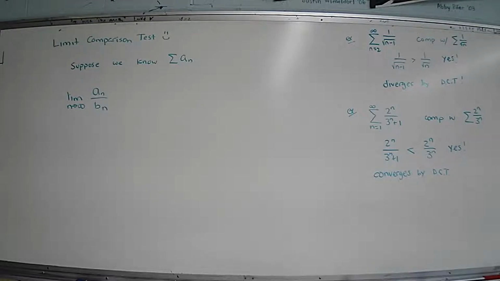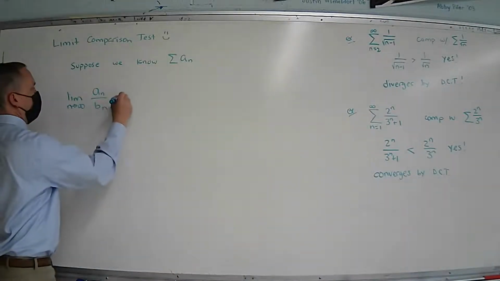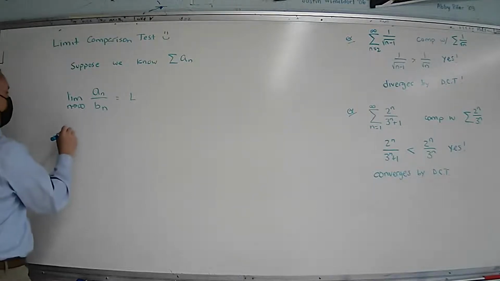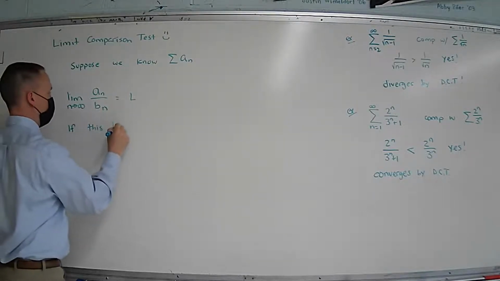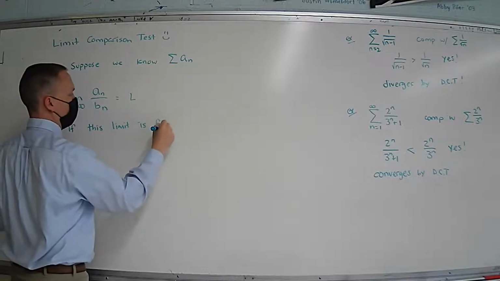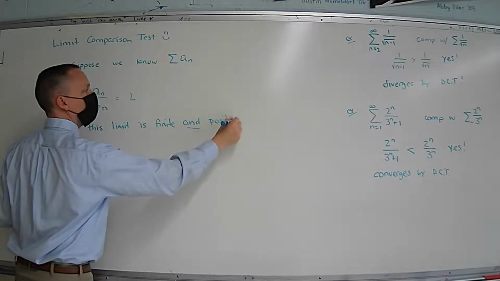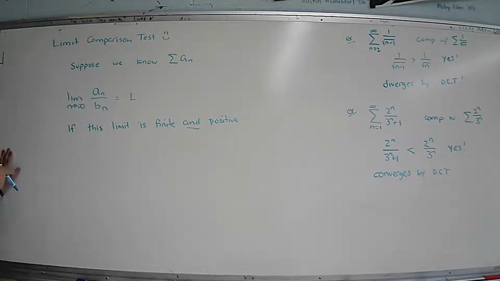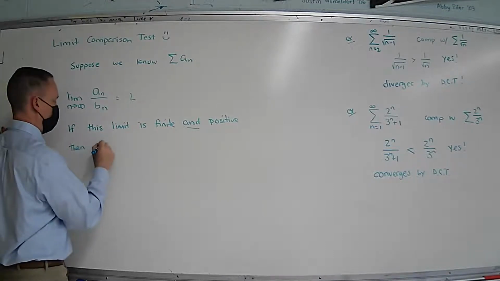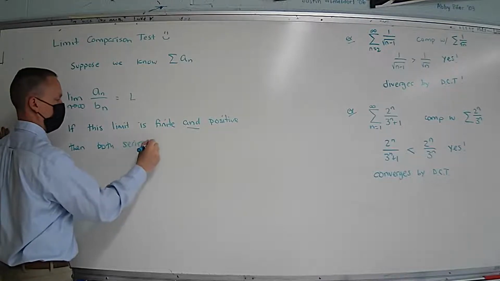Okay? And actually, you can flip it. It doesn't matter. You can put B on top and A on bottom. It doesn't matter which one you put on top. Okay? You're going to compute that limit, and you're going to say that equals whatever. If this limit is finite and positive, so not negative and not infinite, then both series do the same thing.